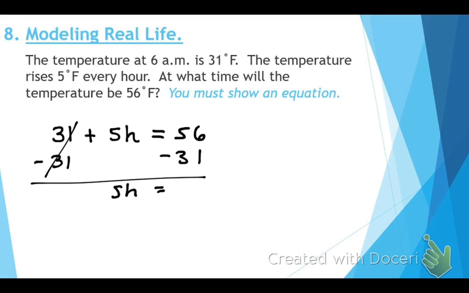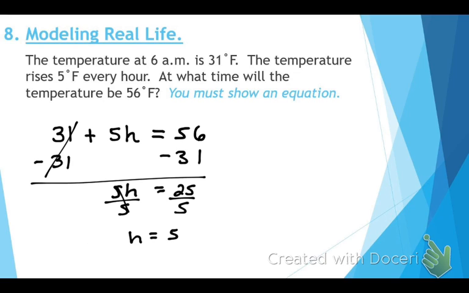5h equals what, guys? 25. Is h by itself? No. How do I get rid of multiply by 5? Divide by 5. Now listen, as I just walked around to a lot of your desks, this is what I saw. They see, yay, I got 5, and then you notice it says what time? So all you did was you said 5 a.m. That is not correct.